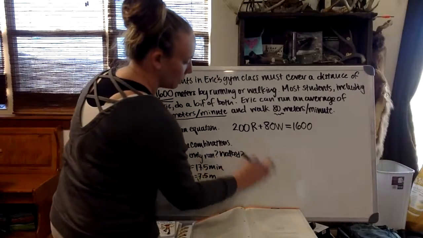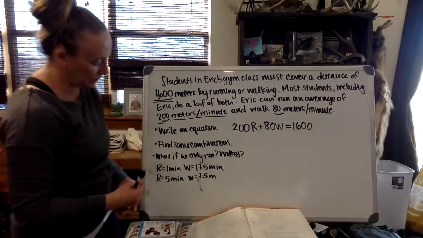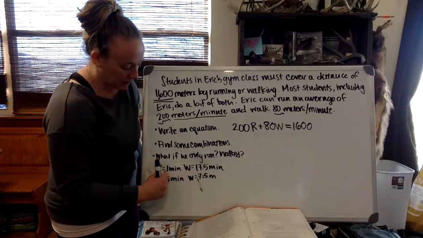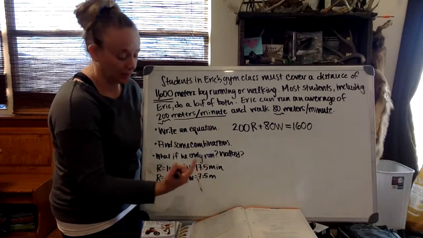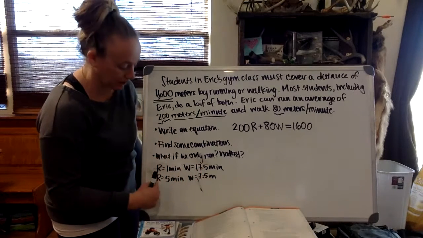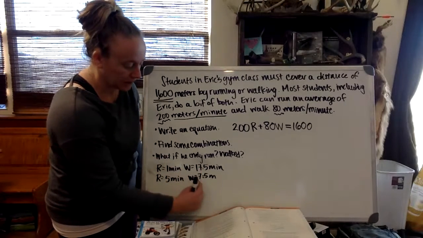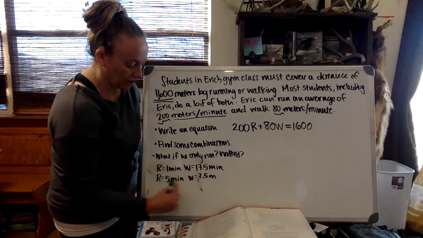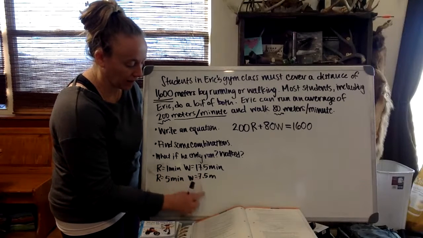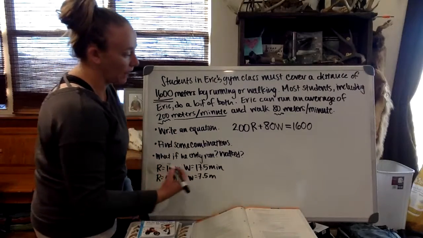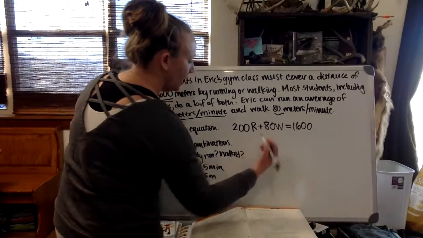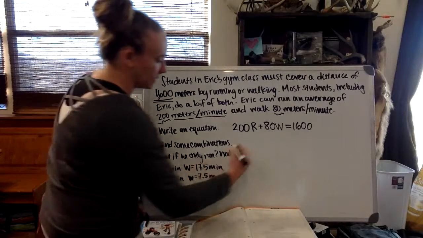So just to put that in perspective, would it make sense for him to spend about 18 minutes if he ran just a little bit and then had to walk the rest of it? Yeah, it would probably take around 18, 19 minutes. If he ran for 5 minutes and covered a little bit less than halfway, the walking takes 7.5 minutes. Last one, let's do an even number for running and see what happens there.